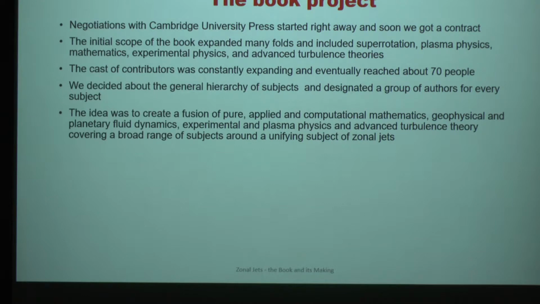Now, the general idea was to create a fusion of pure, applied and computational mathematics, geophysical and planetary fluid dynamics, experimental and plasma physics, and advanced turbulence theory, covering a broad range of subjects. And they were state-of-the-art subjects, because some of them were covered for the first time around the unifying subject of zonal jets. And because we had 3 different groups all the time, I was able to bring together people who were doing similar subjects in different areas, and they didn't even know about each other, because some of the subjects were just developing. And they were very happy when we put them together. They told me, oh, I didn't even know that this guy is doing similar things. And it created a lot of new papers out of this, not only the book. So it was really a very productive collaboration.